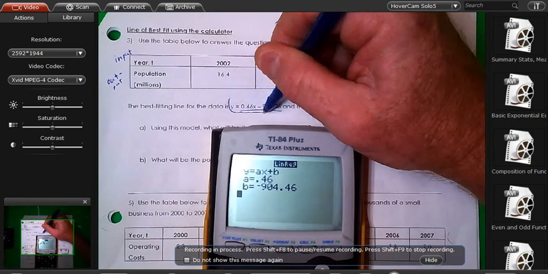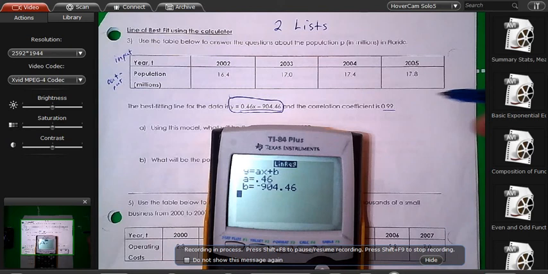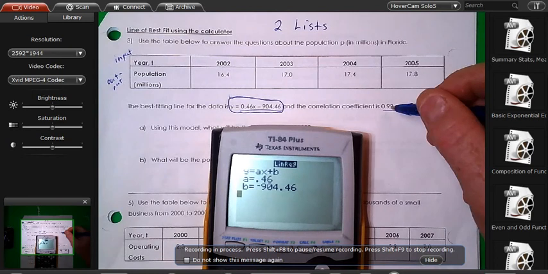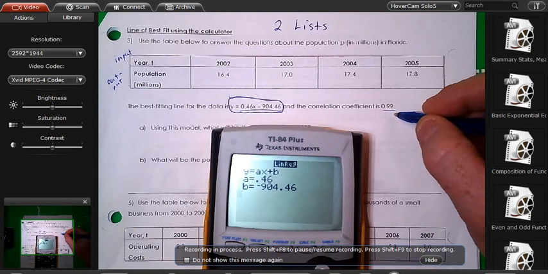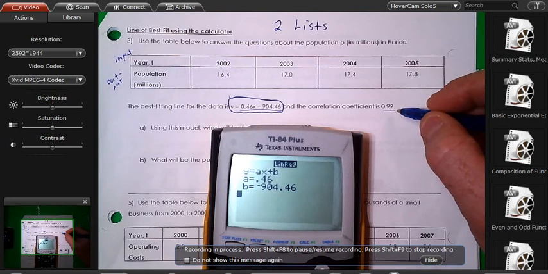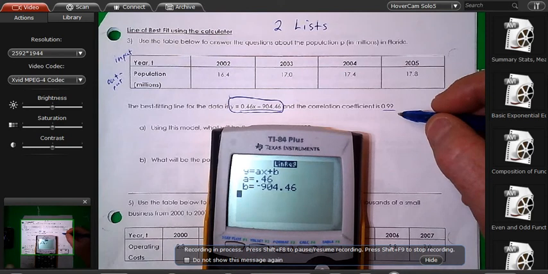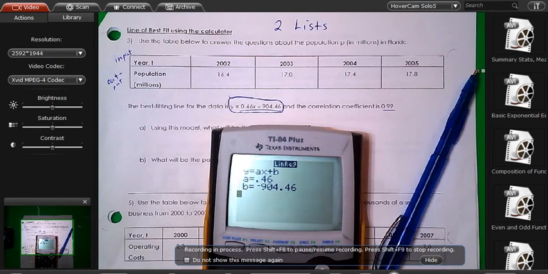Okay? Now, what did we not find yet? We did not find the correlation coefficient yet. So we have to learn how to do that. There's a setting that needs to be changed in your calculators in order for it to do that. So here's what we're going to do.